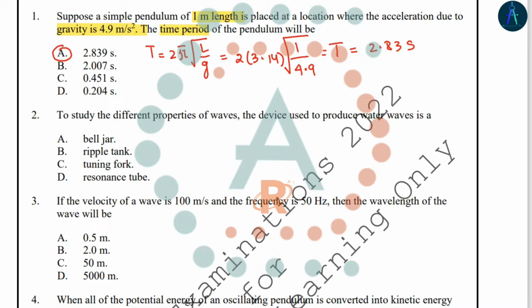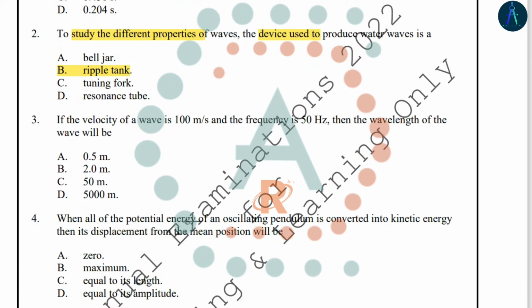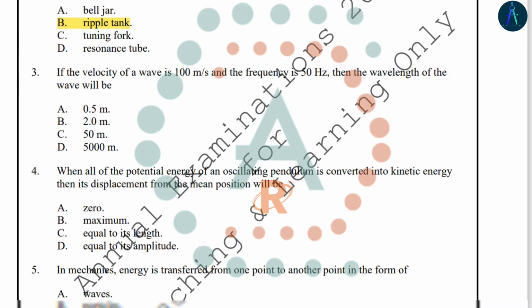Then we have question number 2. To study the different properties of wave, we use a device that is known as a ripple tank. This is the definition of the ripple tank, that it is a device that is used to produce water waves and study their characteristics. So option B is the right answer.